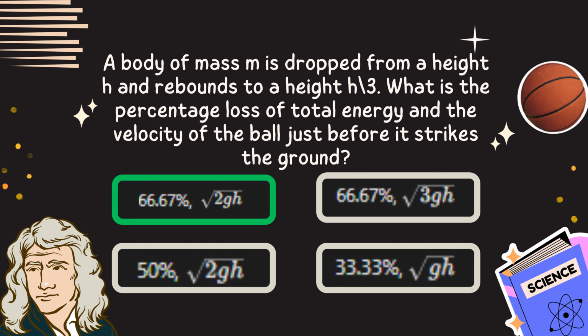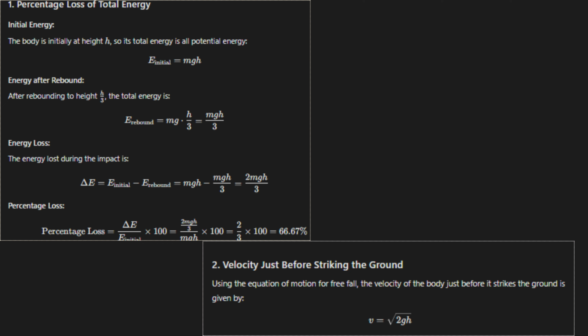Correct answer is 66.67%, square root of gravity height. The problem involves two parts. 1. Percentage loss of total energy. 2. Velocity of the ball just before it strikes the ground.